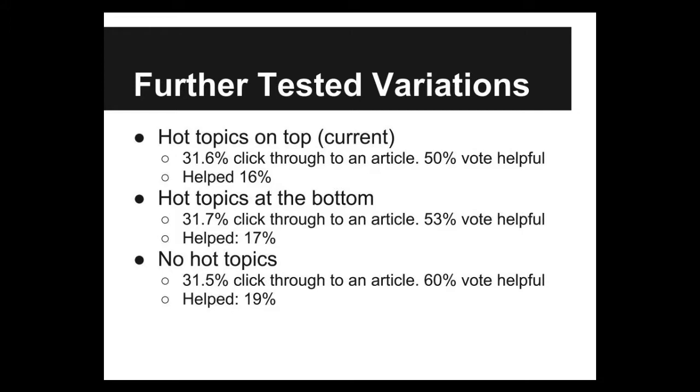This means that the click-through rate, as you can see, is still the same: the same number of people are landing on an article if we remove the hot topics. They don't click on the hot topics on the product landing page, but more people click through to an article. That balances it out, so you end up with the same click-through rate for all of the variations. But with the difference in the helpful votings, you end up with a different percentage actually being helped. In the original, 16% are being helped. When we put hot topics at the bottom, where fewer people click on them, 17% are helped. And if you remove them completely, 19% are being helped.